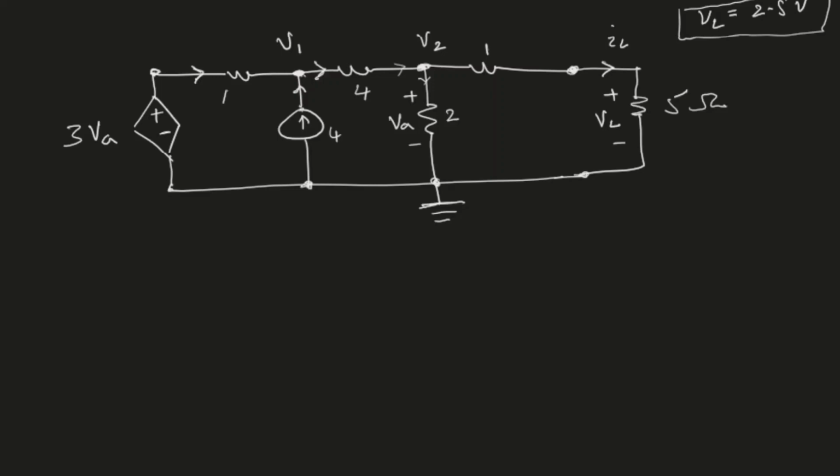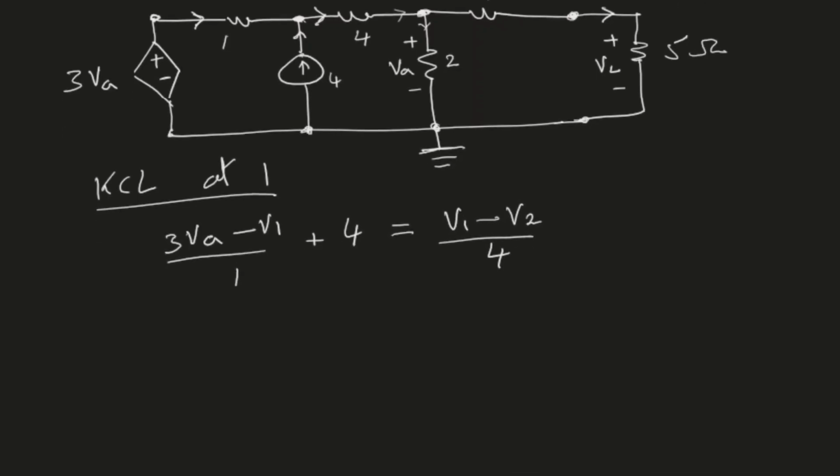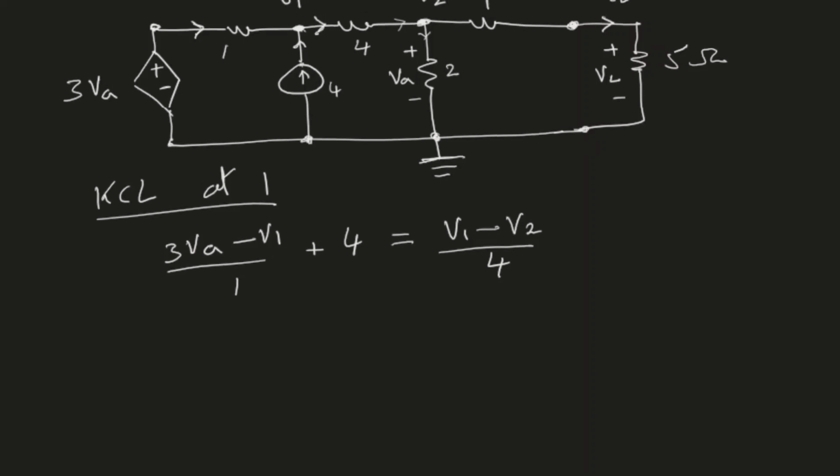Applying KCL at node 1, I know that the current entering the node must be equal to the current exiting the node. Therefore, the current that is entering is (3VA minus V1) divided by 1 ohm, plus 4 ampere also entering, is equal to the current that is leaving, and that is equal to (V1 minus V2) divided by 4. Okay, so that's that. I have V1 and V2. These are the two unknowns that we want to have in our equation.